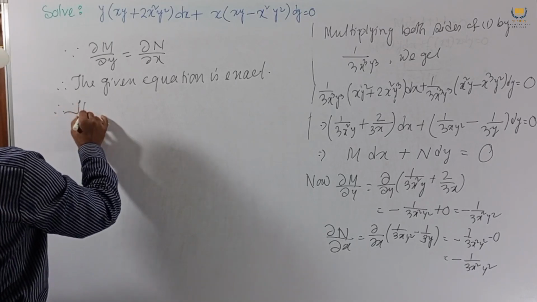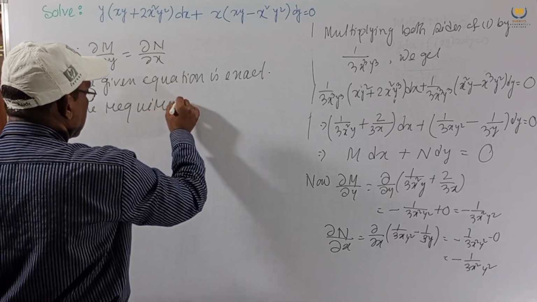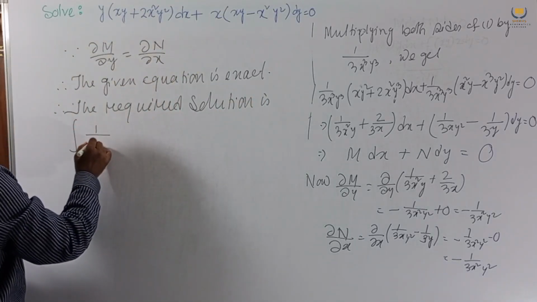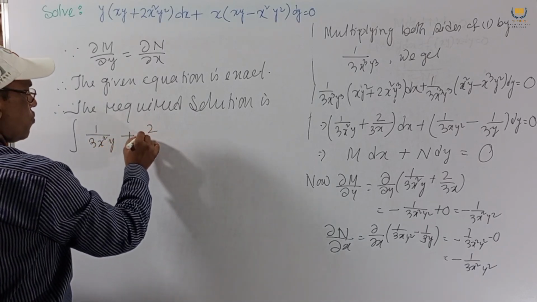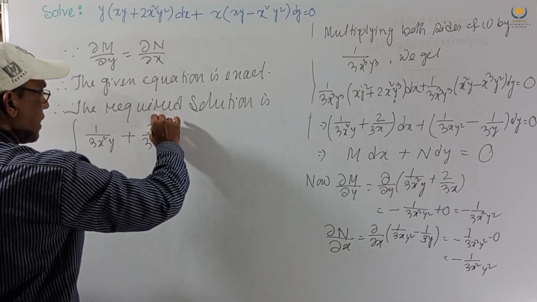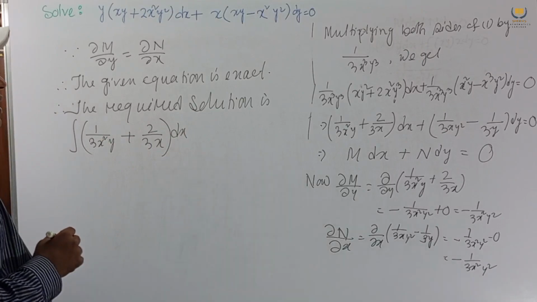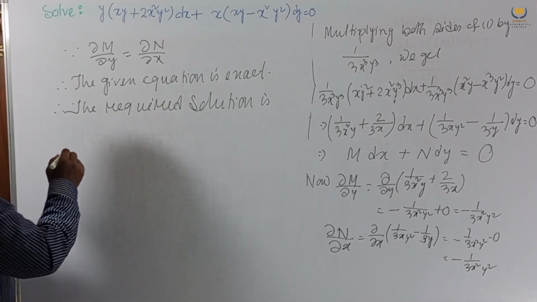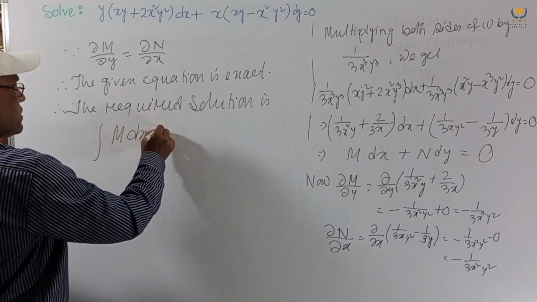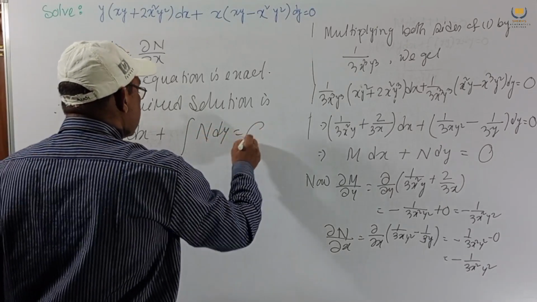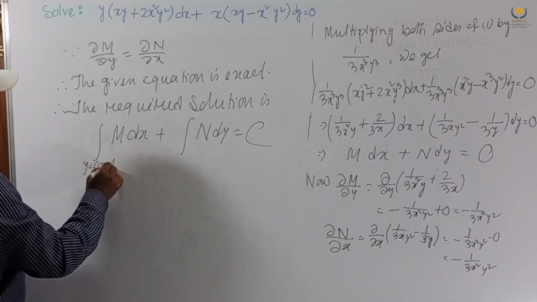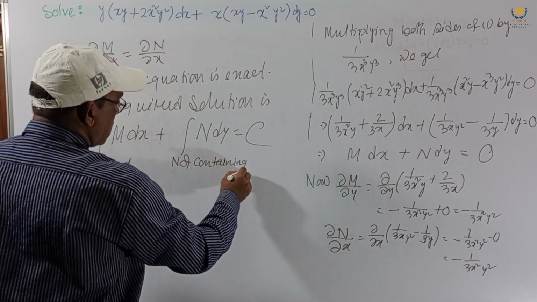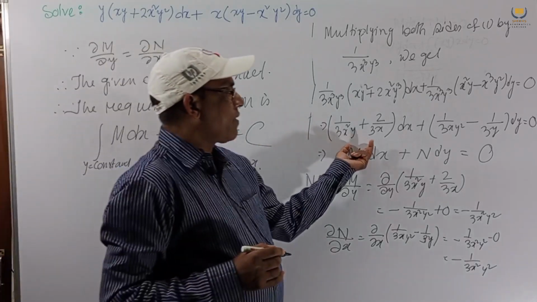Therefore, the required solution is the integration of (1/(3x²y) + 2/(3x)) dx. And this one, the original formula, I repeat this formula. The original formula is ∫M dx + ∫N dy = c, where y is constant here, and the N terms not containing x. This is our solution. So this is M and this one is N.